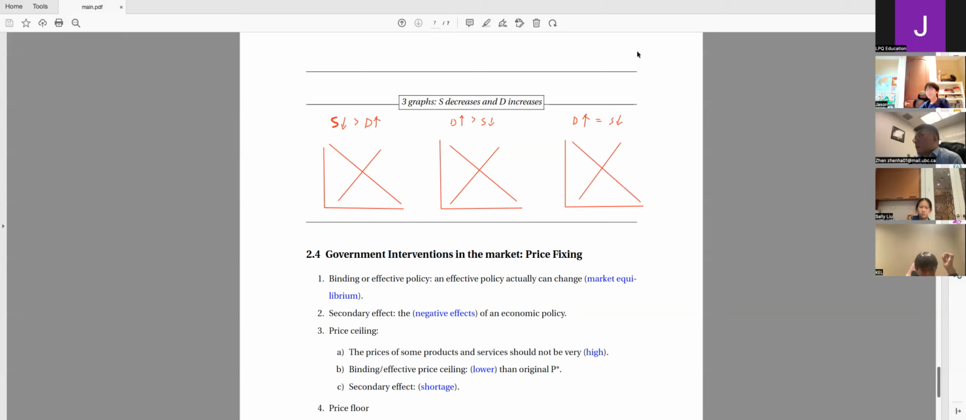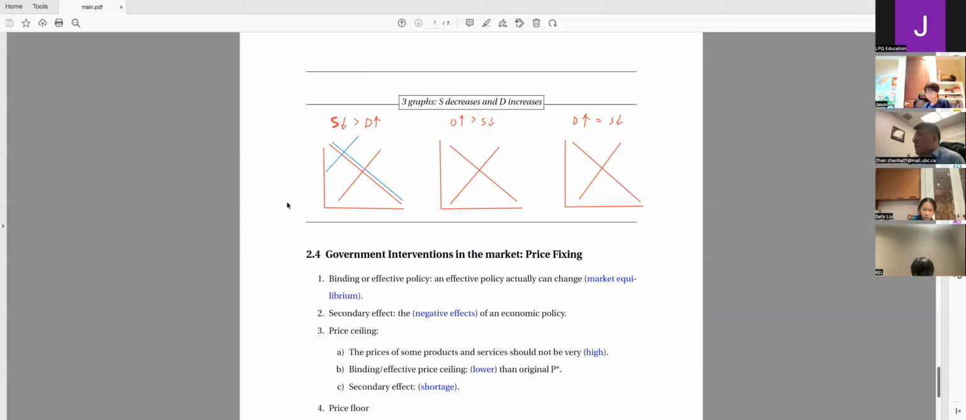Okay, let's change to another color, maybe blue. The first one: decrease in supply, in terms of absolute value, greater than increase in D. So what do I mean by this? I shift my supply curve to the left, because the supply is decreasing, and by a larger distance, by a lot. But D is now increasing, so I shift my demand curve to the right, but just a little bit.